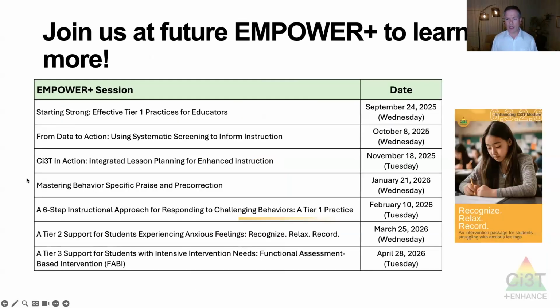And we've got one coming up. Our next session for Project Empower is going to focus on a Tier 2 intervention called Recognize, Relax, Record. And this is to focus specifically for students' management of anxious thoughts and feelings to help increase academic engagement.